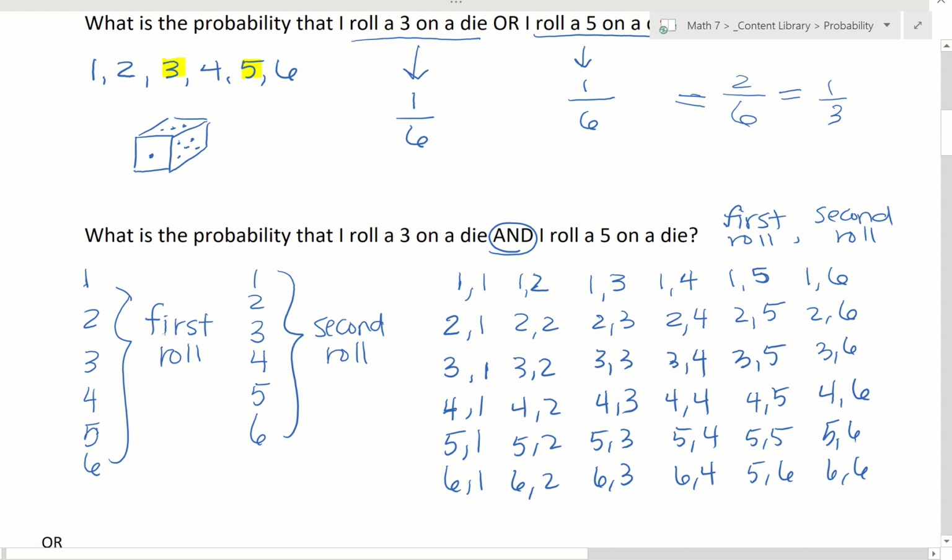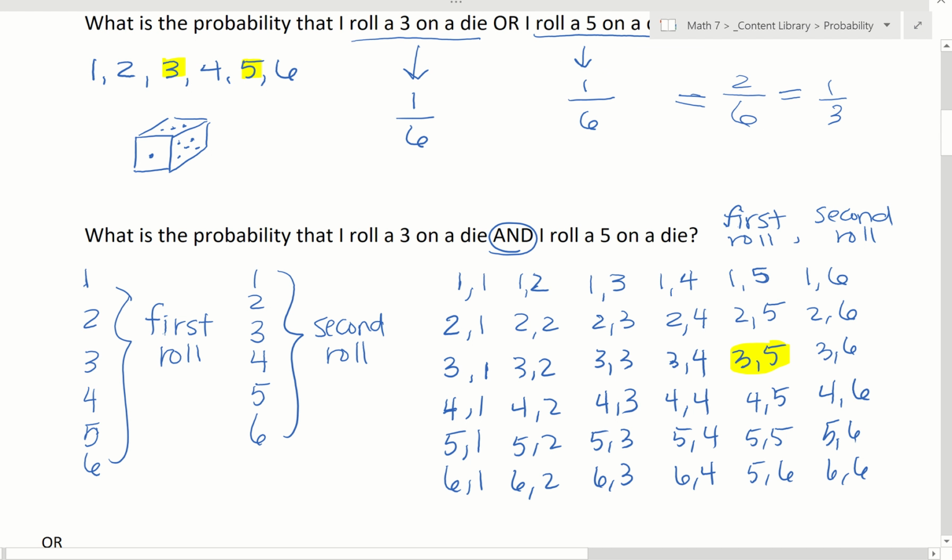Okay, so now I want to ask, which one of these combinations do I get a 3 on a die and then I get a 5 on a die? So a 3 on my first roll is going to be any of these in this third row. And a 5 on a die, well, that's only one of these. Do I get a 3 on a die and then a 5 on a die?